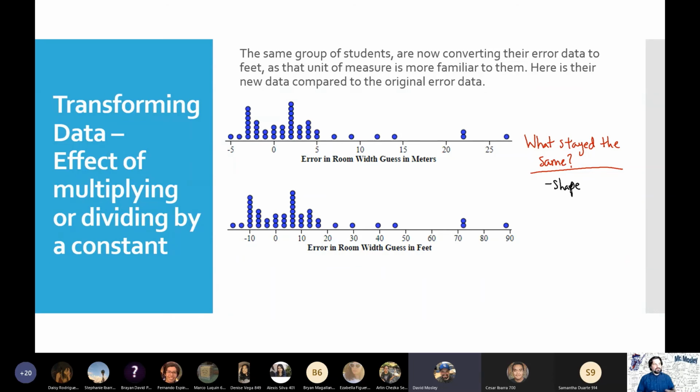That's nice. However, when we multiply or divide, we will have changes to everything else, right? The range is going to be bigger. We multiplied by a number greater than 1, so we're going to have a bigger range in this case. We could divide and get a smaller range. Where the center is, mean and median, that's going to adjust. All of the other parts are going to be adjusted by a certain amount, depending on what we're multiplying by. But when we multiply or divide, the only thing that stays the same is the shape.